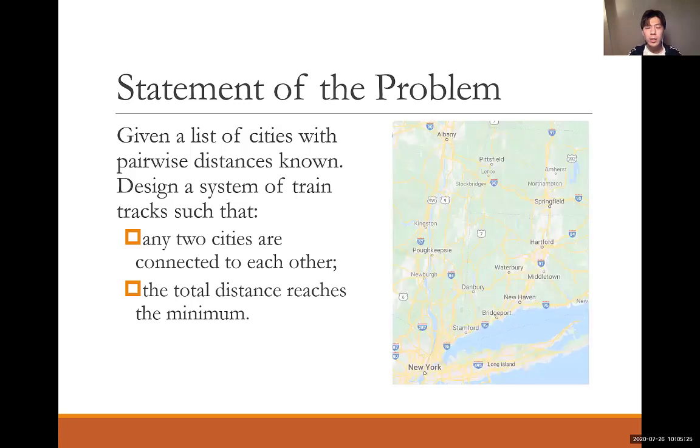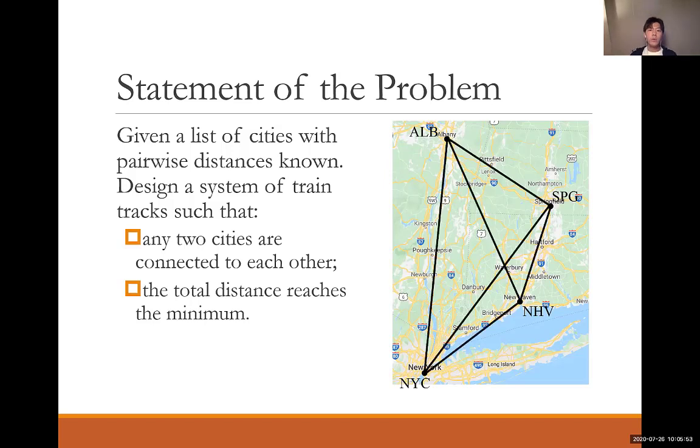So here's an example. This is a map of the United States, around New York City. Here, for example, I will choose 4 cities in this map: Albany, Springfield, New Haven, which is where Yale University is at, and also New York City. So these 4 are the list of the cities that we have. And then we consider all pairs of the cities, as I have shown on this graph. We have 6 pairs of cities, from Albany to Springfield, from Albany to New Haven, etc.